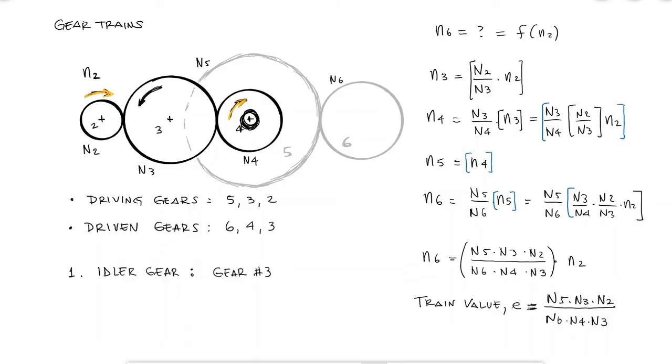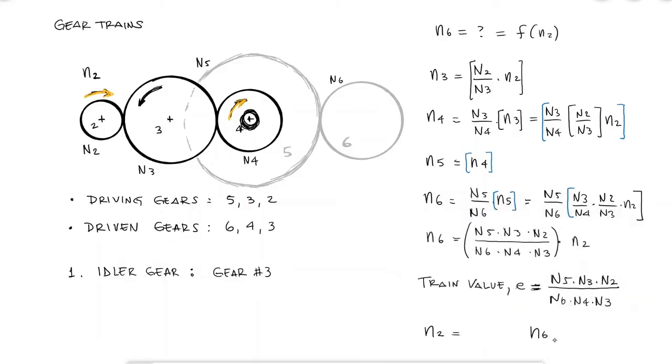If you're trying to find the speed of 2 in terms of the speed of 6, and suppose for a second that we didn't have any other gears besides those two, you know that from our first and very simple relationship, N2 is N6 times N6 over N2. This means that the number of teeth always goes together with the speed of the gear you are multiplying it by.